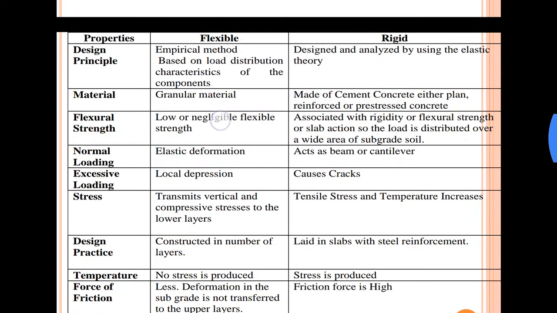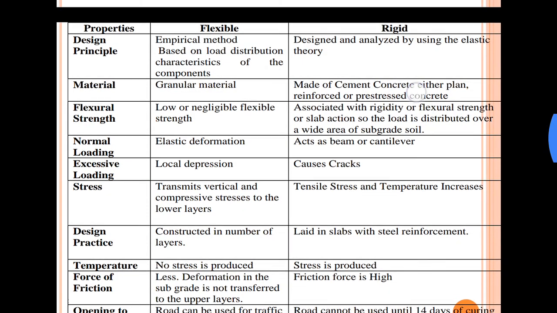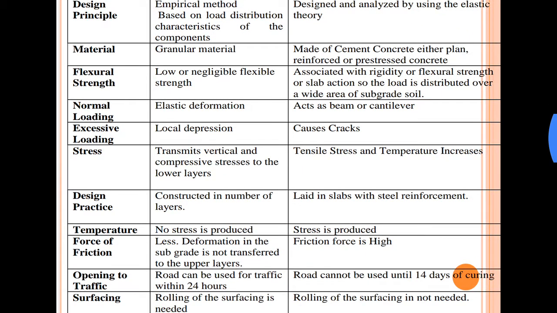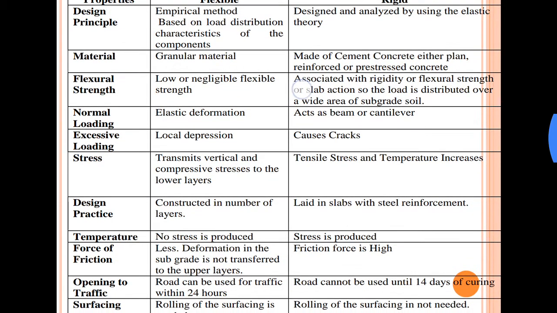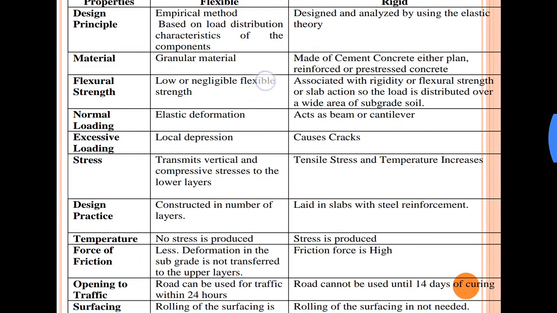The material here is a granular material, so different gradation of aggregates with a specified percentage of bitumen is being used. But in the case of rigid pavement, it is made out of cement concrete, which could be either plain, reinforced or pre-stressed. Then flexural strength: flexible pavement will show low or negligible flexural strength.